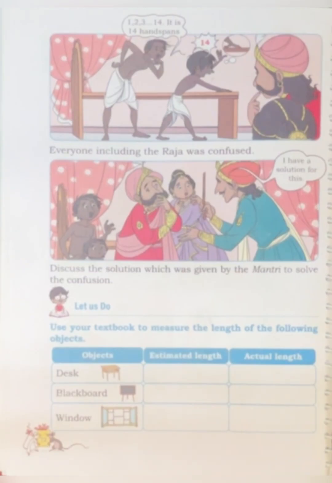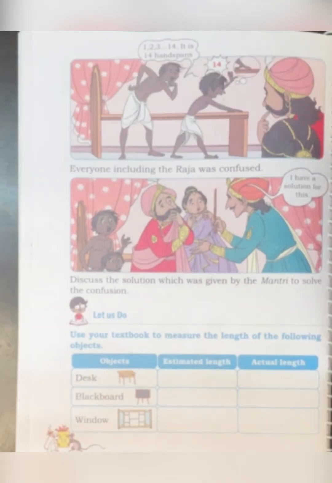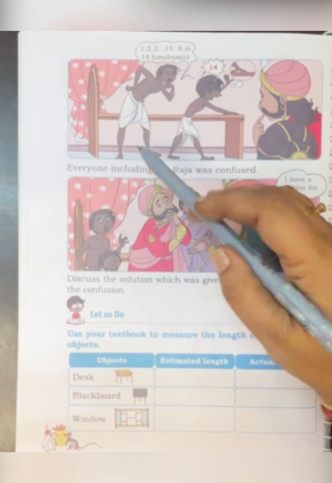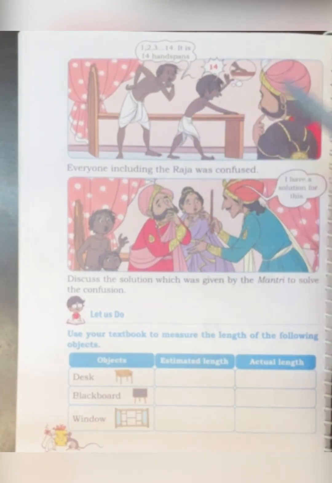The changes are there because each and every person's hand measurement is different. Raja's 10 span was different from the carpenter's 10 span. Handspan, okay? And the kid's handspan, the same cot measured with the kid's hand becomes 14 handspans because the kid's hand is small.